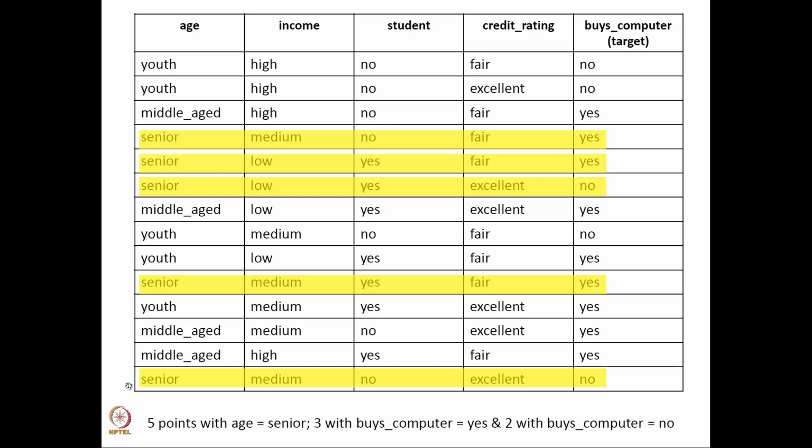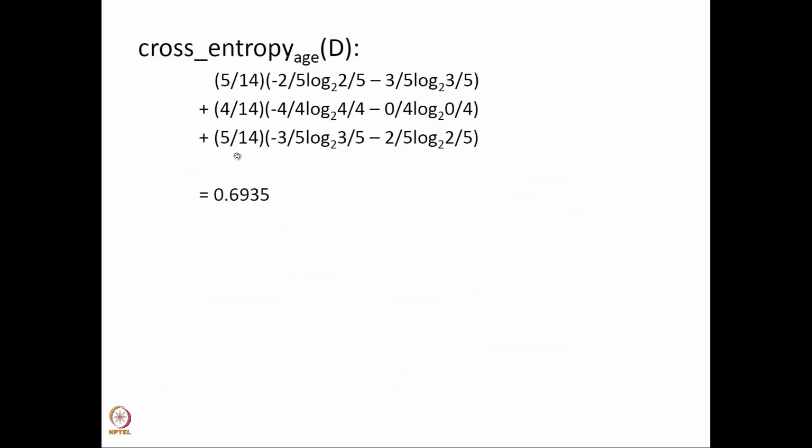Again, there are 5 points with age equals to senior. Of them, we observe that 3 belong to the positive class and 2 belong to the negative class. Putting it all together, we get a value of cross-entropy. Note that all logarithms used here are using the base 2. Make sure that you are able to follow the calculations, especially how we were able to write down each of the components of the cross-entropy expression.